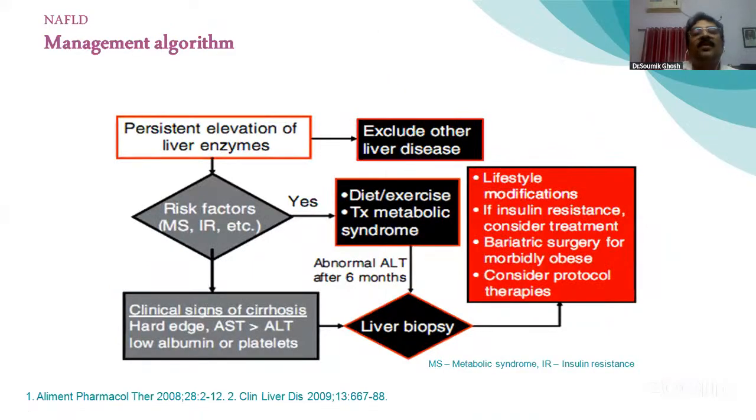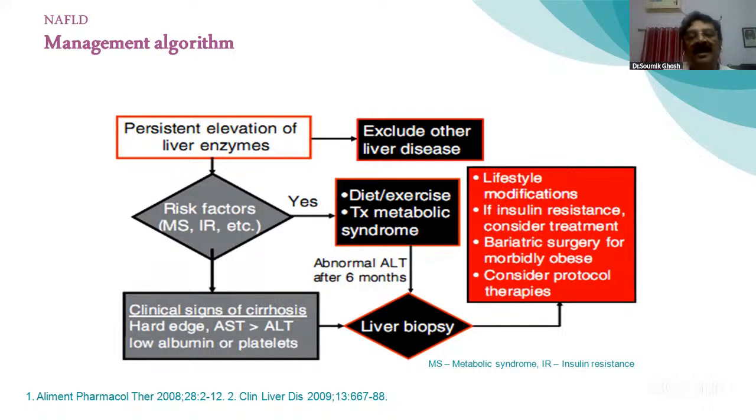So whenever you get patients with persistently elevated liver enzymes or the risk factors along with non-alcoholic fatty liver disease, you first exclude other liver diseases, and go for diet and exercise and other metabolic syndrome treatment first. These are constant features.